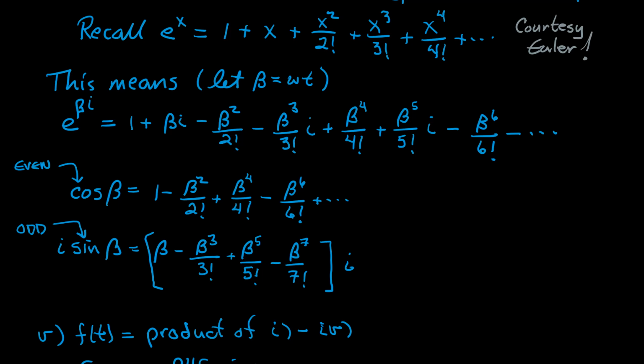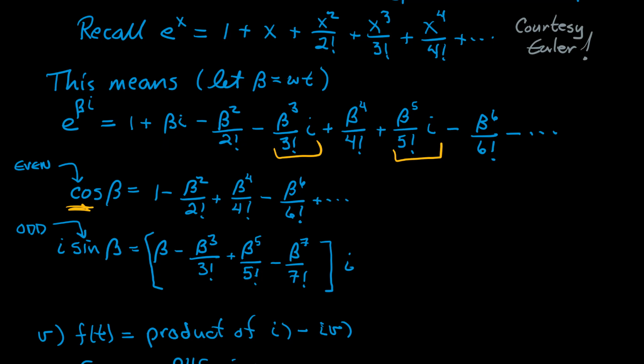Now, notice here that there are some terms that have a complex or imaginary element to them, and there are some that do not. The terms that do not are all even powered, and in fact, it's 1 minus x squared over 2 factorial plus x to the 4th over 4 factorial minus x to the 6th over 6 factorial, which you might recognize as being the cosine.